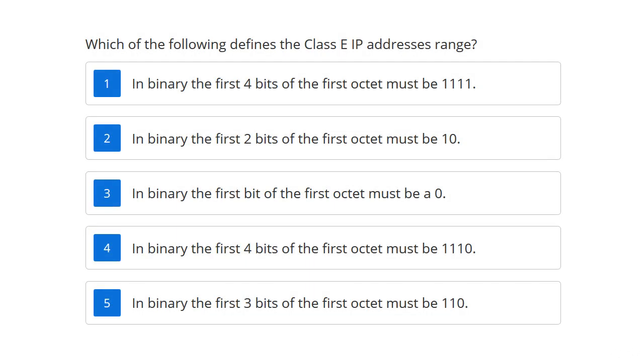Which of the following defines the class E IP addresses range? Well, class D had the first 4 bits as 1110. So class E has the first 4 bits as 1111.